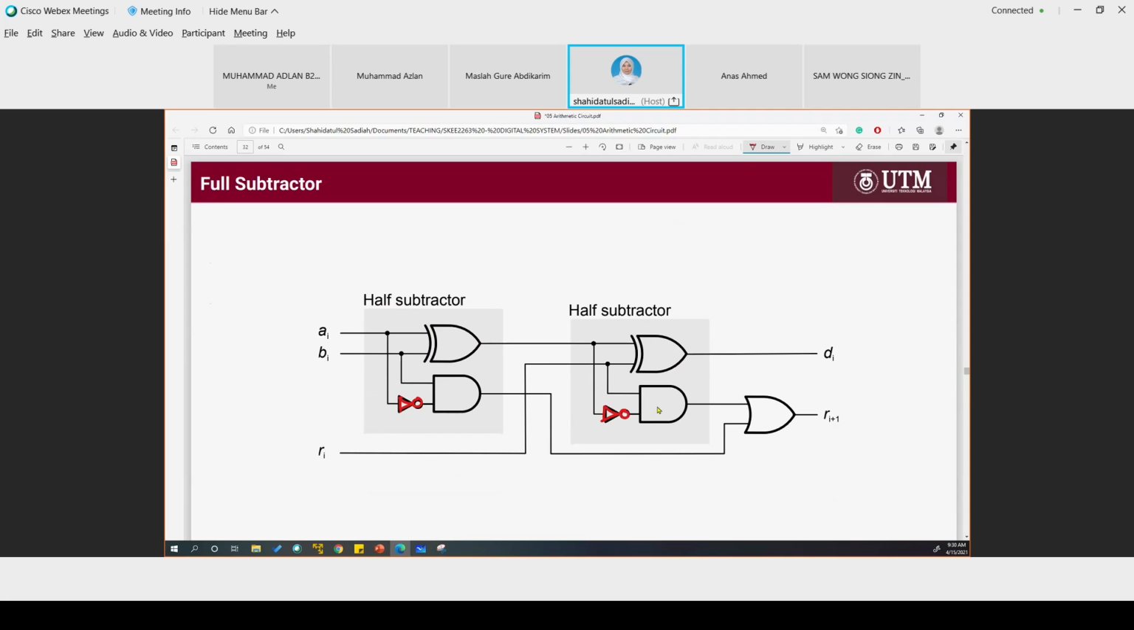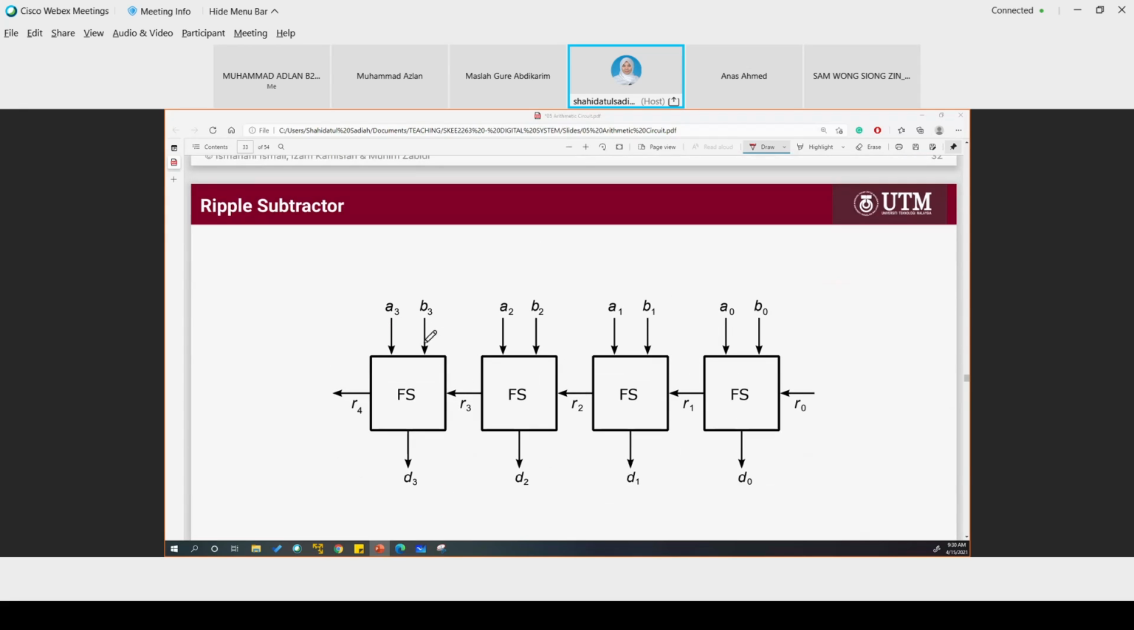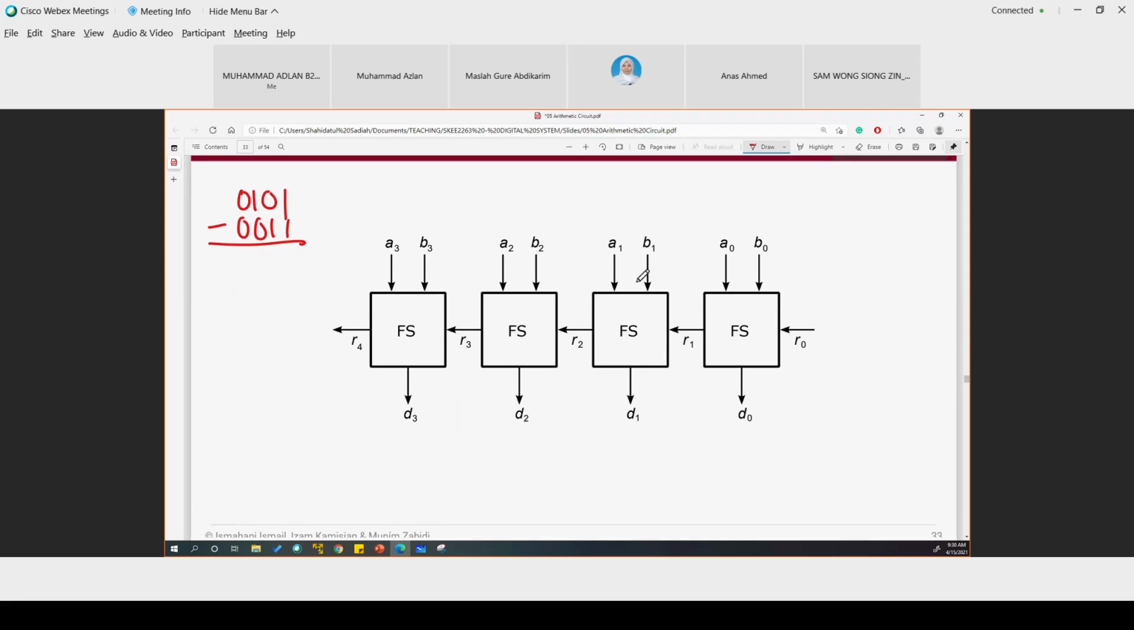So we can also make a realization of a full subtractor using a half subtractor hierarchically, with the hierarchical design, which means we can also have a ripple subtractor. Maybe to calculate 0101 minus 0011, for example, we can use this 4-bit ripple subtractor.